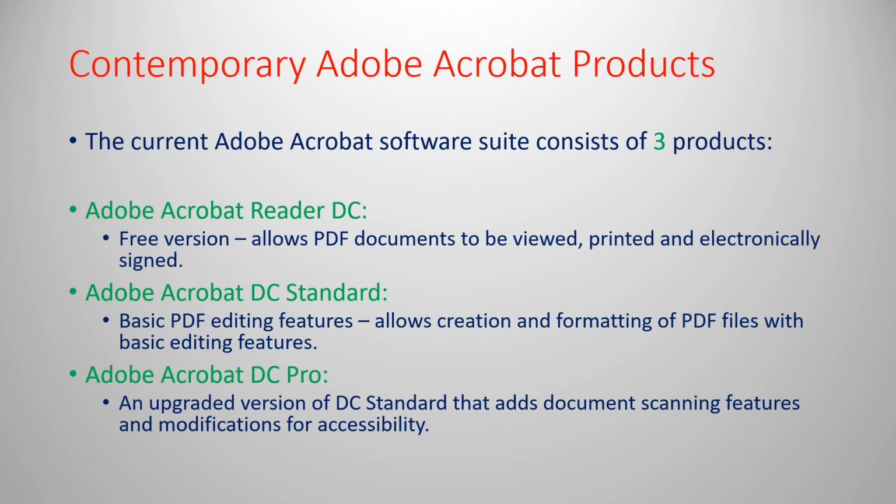It allows you to view and print PDFs, and also use electronic signatures. The DC Standard has the editing features and it's not as extensive as the DC Pro, but both of them allow you to edit and create PDF documents. The only difference with DC Pro is it's upgraded to allow certain scanning features and accessibility modifications.